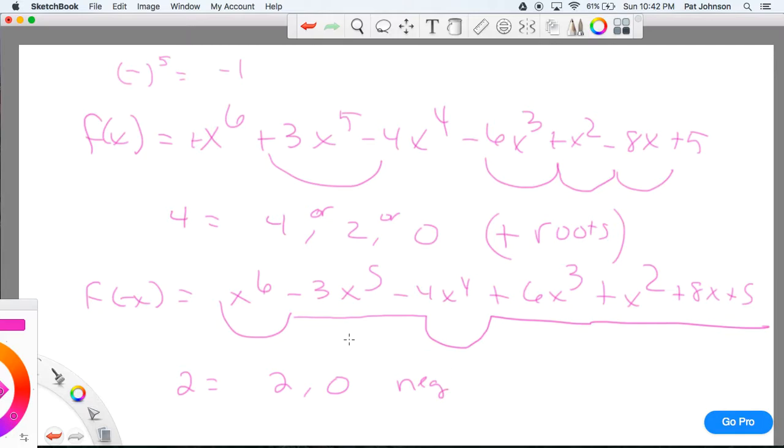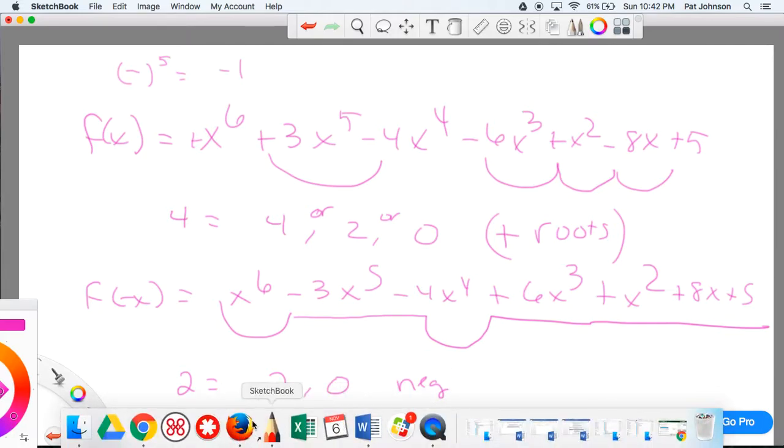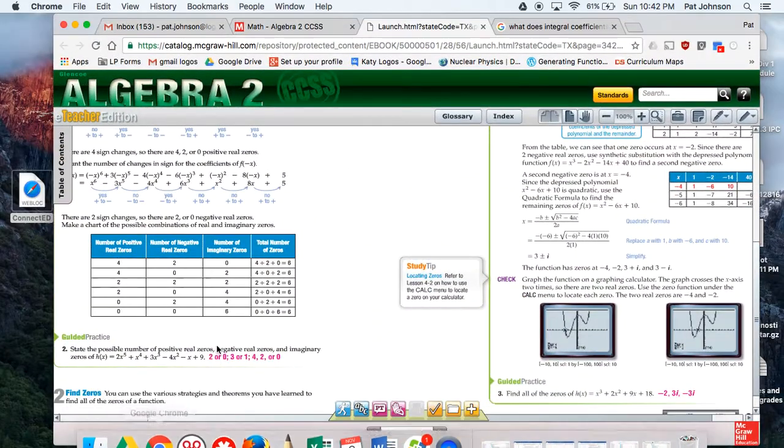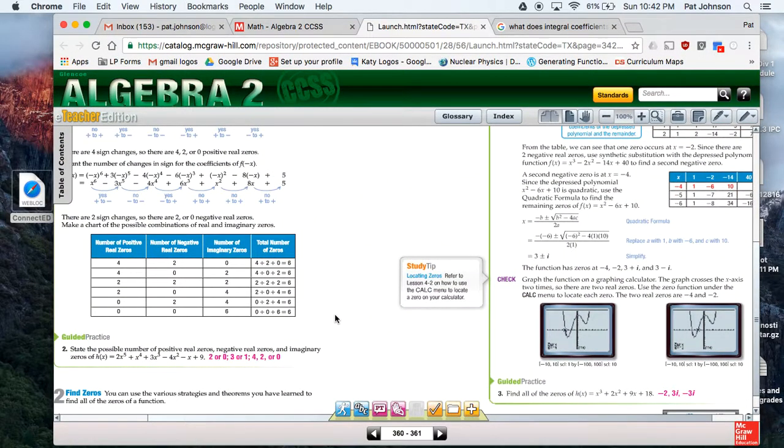So now let's look at a chart. I'm not going to write this all out because it will take too much time, and I know you're in a hurry to get through this video. So I want to make it as short as possible. So let's look at this page 360. This is the same example I did. We have the number of positive zeros, number of negative real zeros, number of imaginary, and total. This total number is going to be 6, because I have a degree of 6. So they're all going to equal 6.